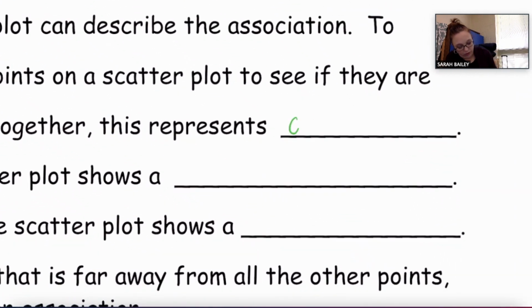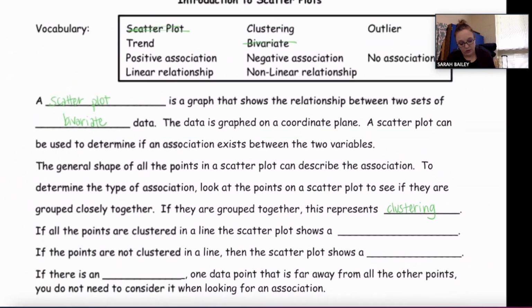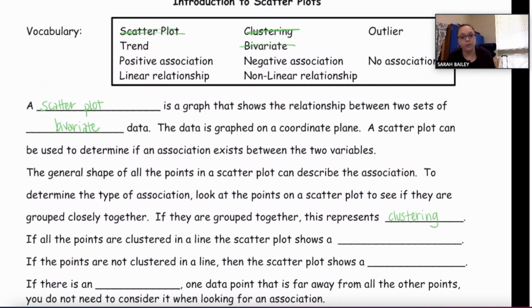So we're going to put that clustering. All right, I'm going to mark that word out. If all the points are clustered in a line, then the scatter plot shows a linear relationship.